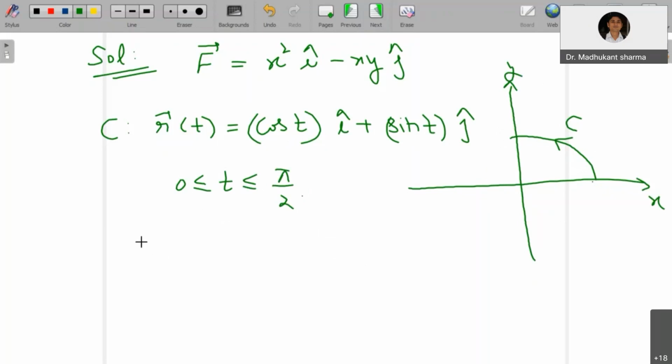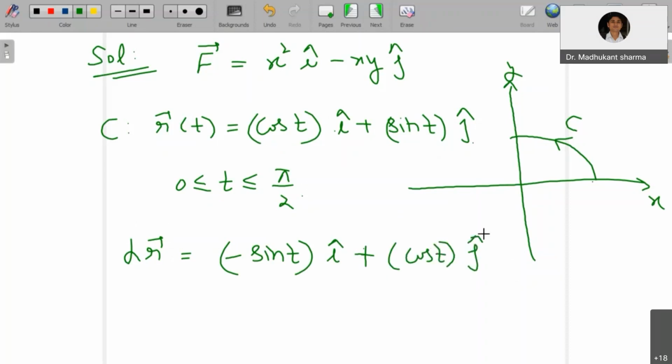For that you need dr. From the above you can find dr, meaning the total differential. In the i direction, the derivative of cos t is minus sin t, and in the j direction it is cos t. So dr equals minus sin t i plus cos t j dt.